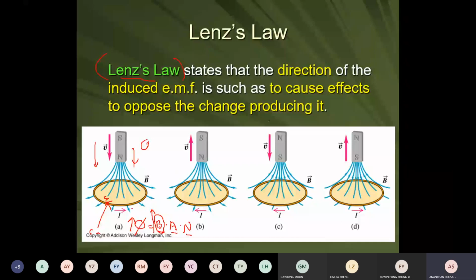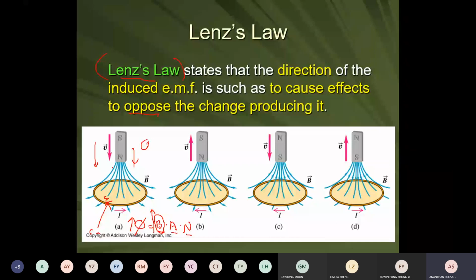It opposes. Oppose means what? The current flows in such a way that it opposes, to be against, the change producing it. What type of change happens here? The current is against the change. That's Lenz's law.